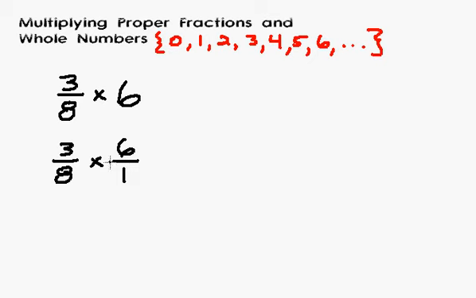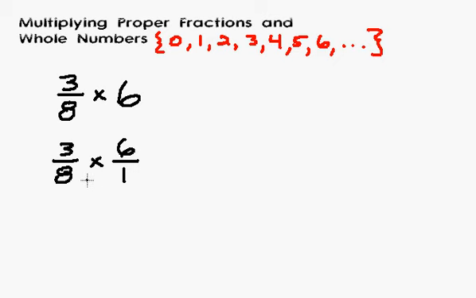6 over 1. Remember, fraction means divide. This fraction bar means divide. So I could think of 6 over 1 as 6 divided by 1. 6 divided by 1 is 6. So I haven't changed the value here. I've just rewritten 6 as a fraction, 6 over 1. Well, now it just looks like the problems we did before, where we've got a fraction times a fraction. And so we can see if we can cancel anything, or we could multiply straight across and then worry about reducing.